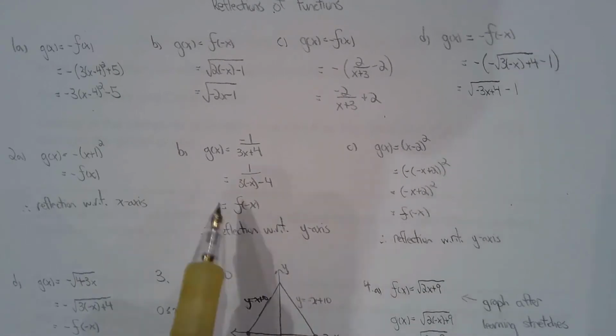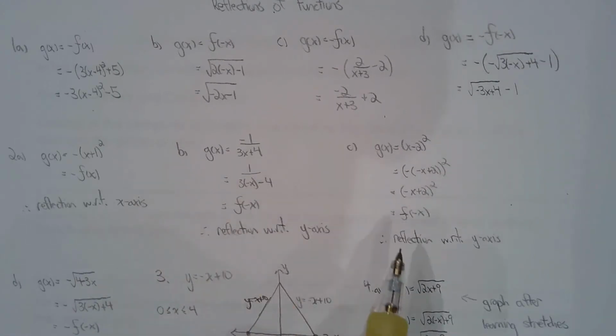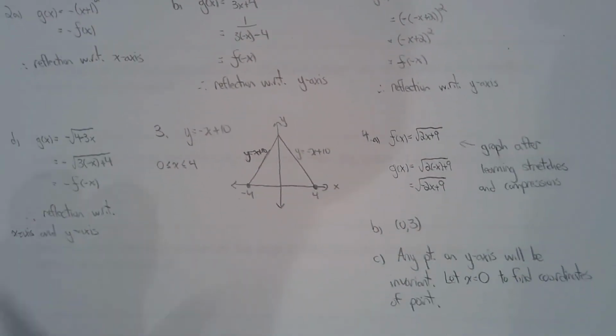For b and c, I can see that g of x is equal to f of negative x. And lastly, for 2d, you'll see that g of x is equal to negative f of negative x. So you're reflecting with respect to both the x and the y-axis.